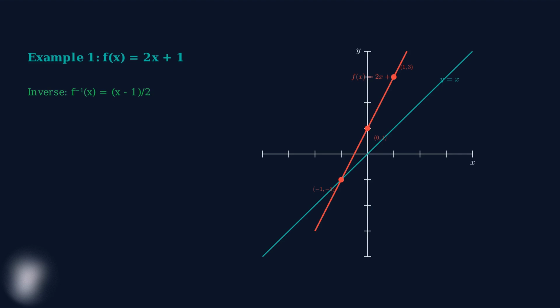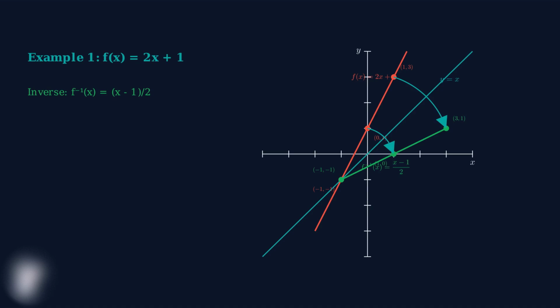The inverse function is f inverse of x equals x minus 1, all divided by 2. Now watch what happens when we graph this inverse function. Notice how the points have transformed. The point 0, 1 on the original function becomes 1, 0 on the inverse. The point 1, 3 becomes 3, 1. The coordinates have swapped, creating a perfect reflection across the line y equals x. These curved arrows show the reflection process. Each point on the original function reflects across the y equals x line to create the corresponding point on the inverse function.